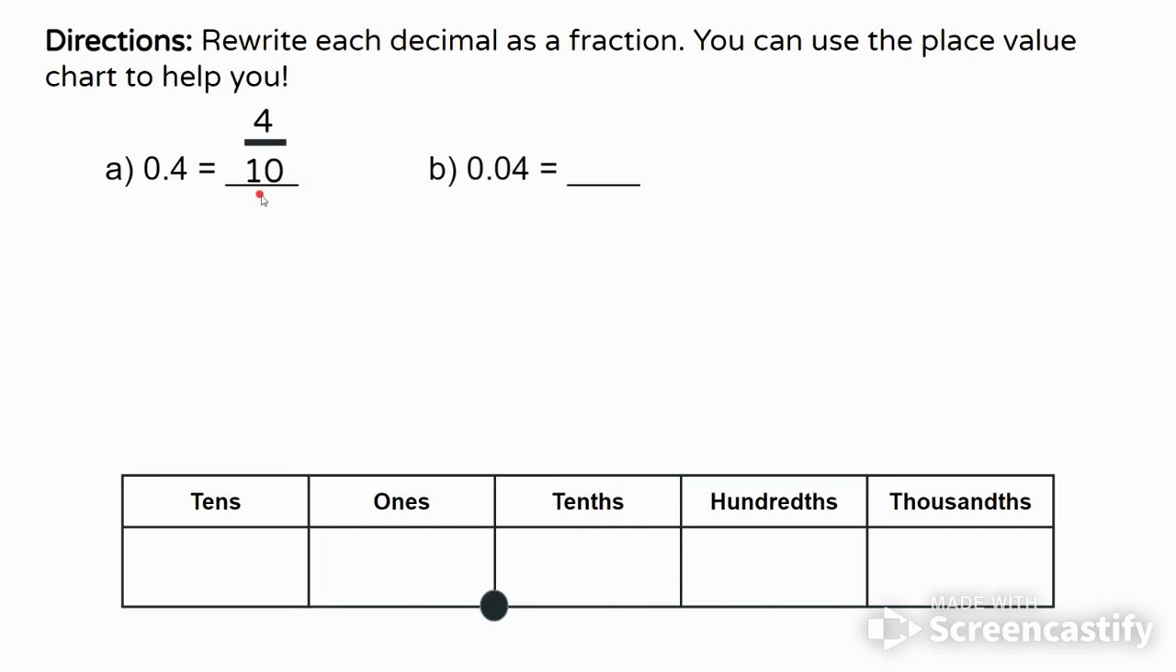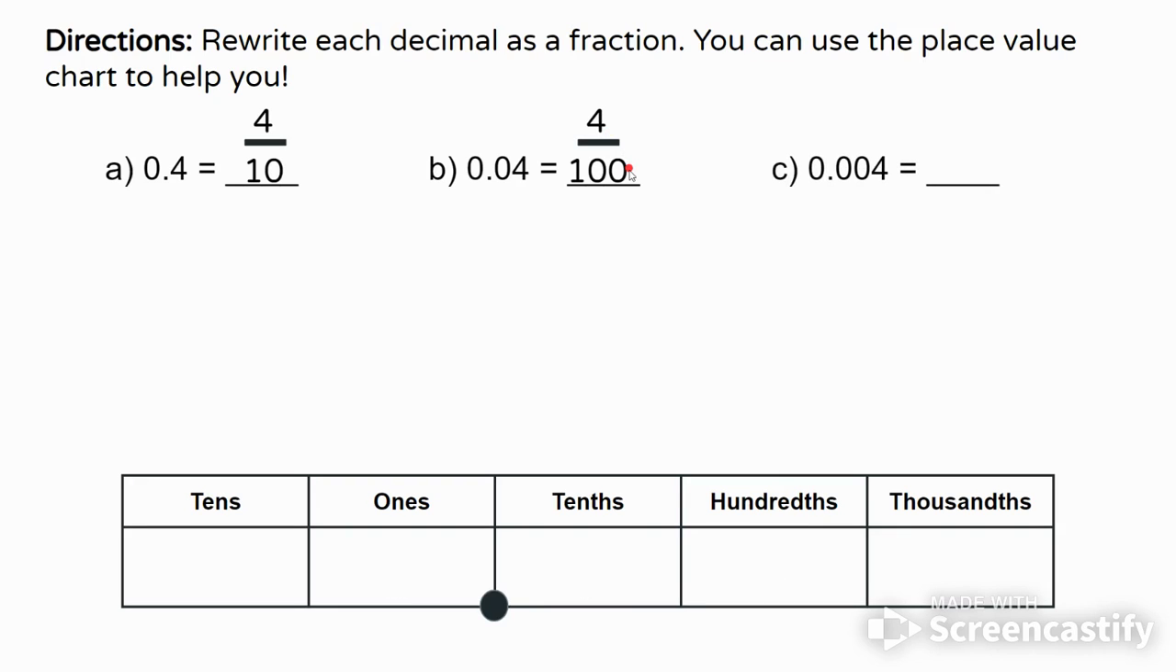Now let's try B. We have 0 and 4 hundredths. So we're going to put a 0 in the ones place, a 0 in the tenths place, and a 4 in the hundredths place. We can see the number 4, so that's going to be our numerator. And the last digit 4 is in the hundredths place, so our denominator, or the bottom number, is 100. 4 hundredths is equal to 4 over 100.